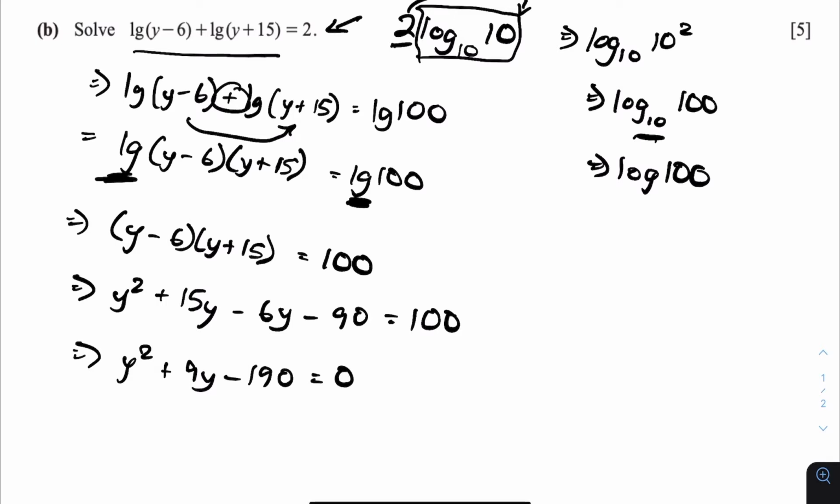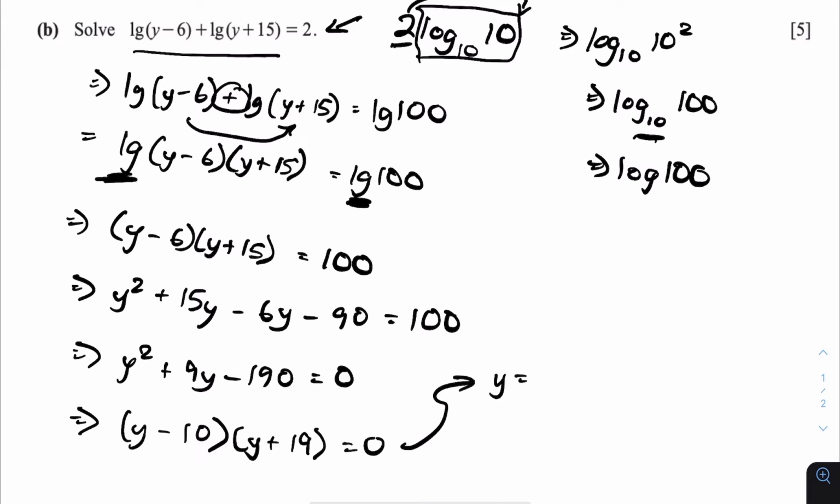Now, if we want to use inspection, we can realize that negative 190 has factors negative 10 and 19, which can rewrite it as (y minus 10)(y plus 19) is equal to 0. So the values of y are y equals 10 and negative 19.